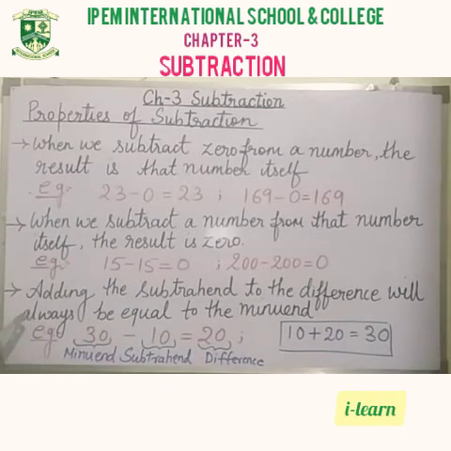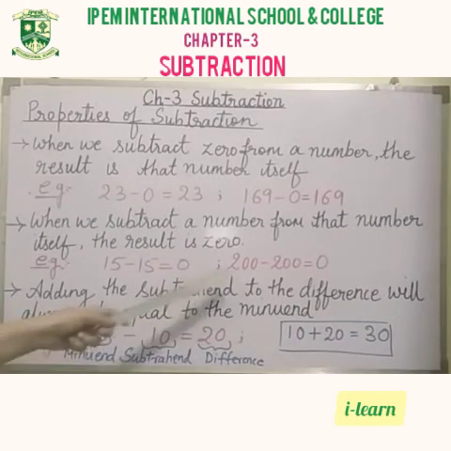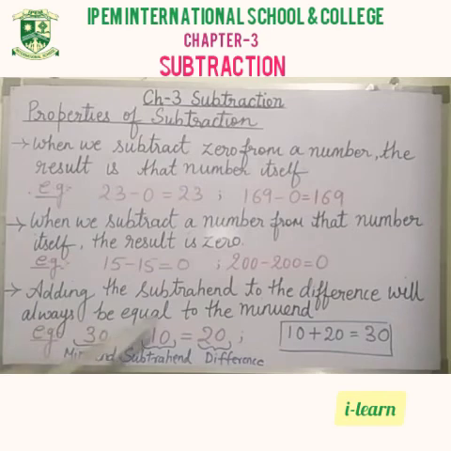Now see the third property. Adding the subtrahend to the difference will always be equal to the minuend. So in this property we have to keep three terms in our mind. First is subtrahend, second is minuend, and third is the difference.